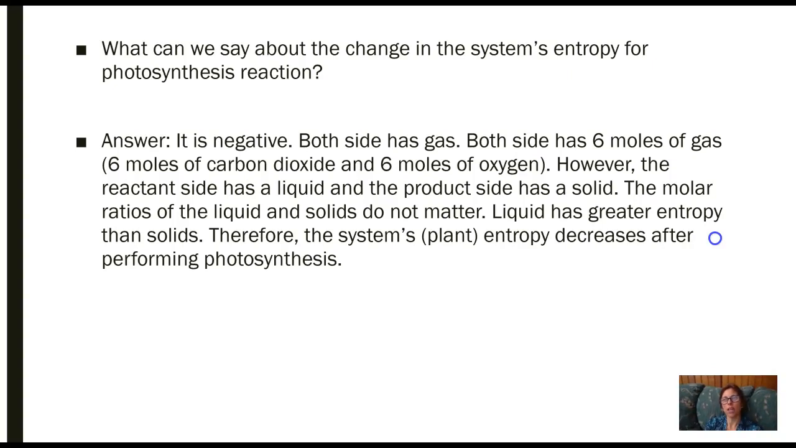So what can we say about the entropy for photosynthesis? Again, if you look at the reaction, both sides have got gases: 6 moles of carbon dioxide on the reactant side and 6 moles of oxygen on the product side. So we're not getting a change in our entropy in that regard. But if you actually have a look, the reactant side has a liquid, whereas the product side has a solid. Liquids have more entropy than solids, so the entropy is decreasing.